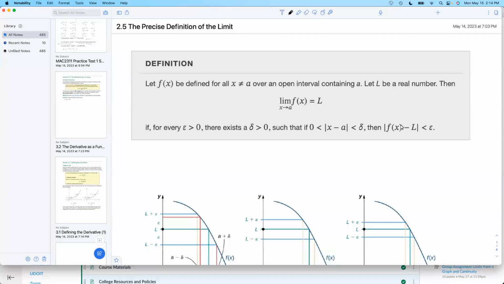All right, section 2.5, the precise definition of a limit. Anybody that's going to become a math major, you're going to do a lot with this. Different calculus professors spend different amounts of time in this section. I've seen some that will spend an entire 2-hour lecture and give a bunch of homework on this and so forth. I've seen other professors that completely skip this section.